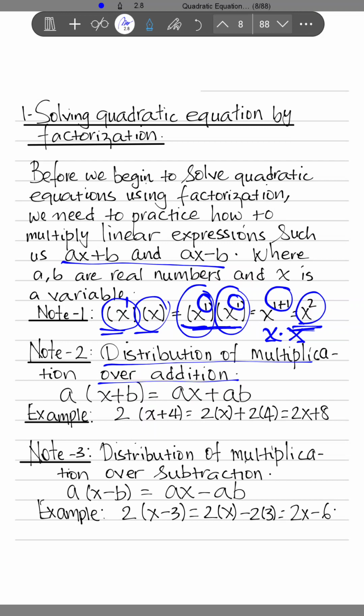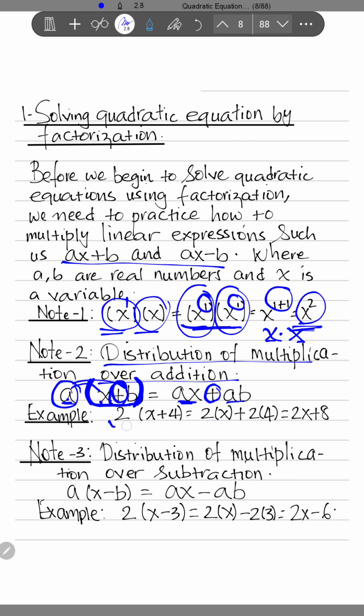Distribution of multiplication over addition. This is important. If we have a constant to multiply with an expression, this constant has to multiply one after the other both terms within the bracket or parenthesis. Then the operation, in this case addition, has to remain there. So a is a common multiplier for both x and b. First, a multiplied by x, addition is there, and the second thing we do, a multiplied by b. So a times x plus b is ax plus ab.